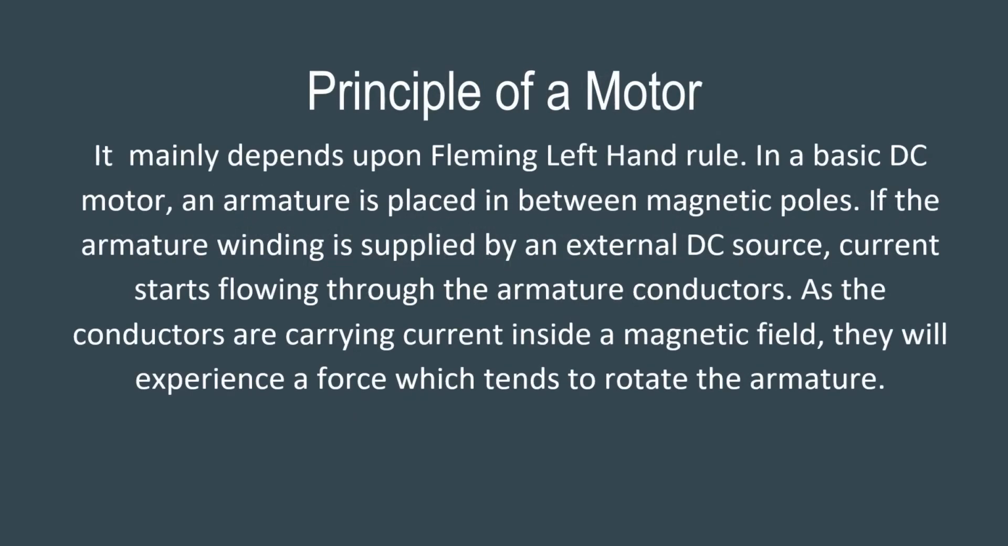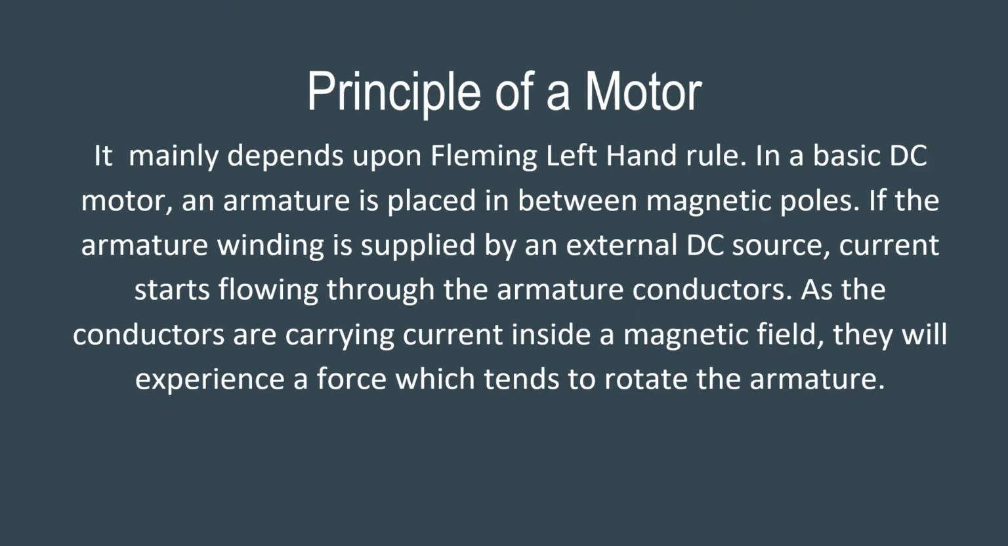Principle of motor. An electric motor utilizes the magnetic effect of a current. A motor works on the principle that when a rectangular coil is placed in a magnetic field and current is passed through it, a force acts on the coil, which rotates it continuously. When the coil rotates, the shaft attached to it also rotates. In this way, the electric energy supplied to the motor is converted into mechanical energy of rotation.